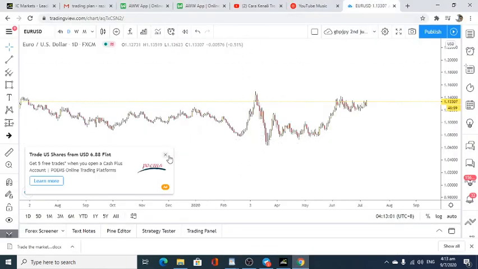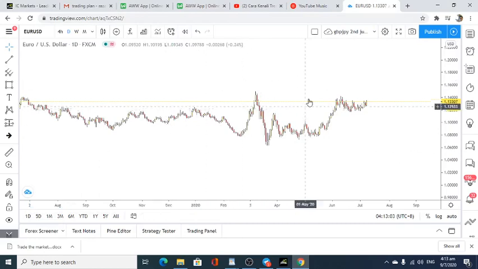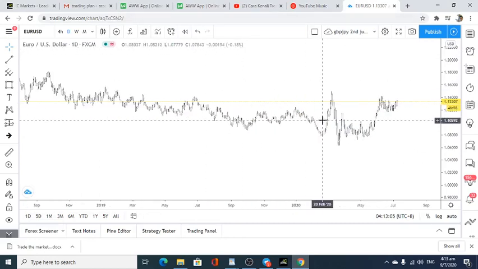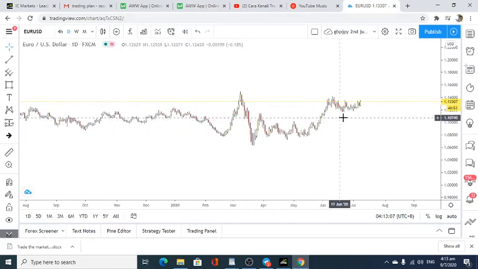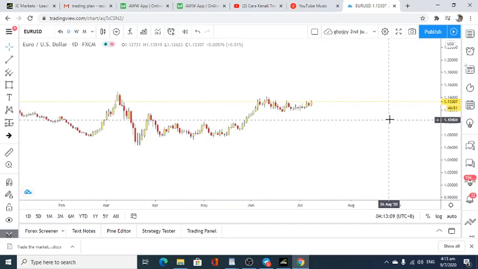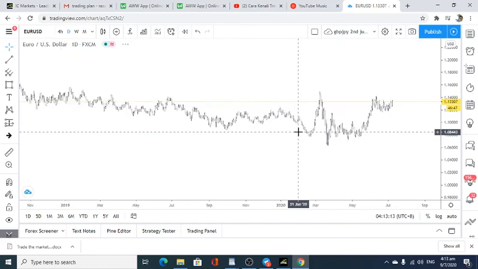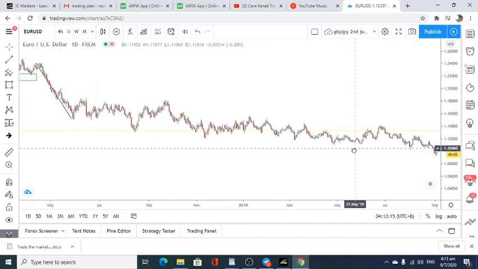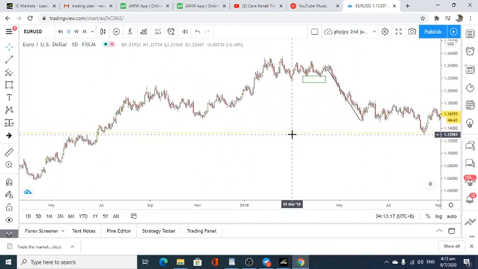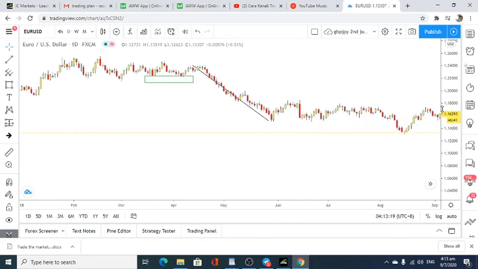Okay, let's just go from the daily. So this is the euro dollar. I'll just take from here. This is the past, right?